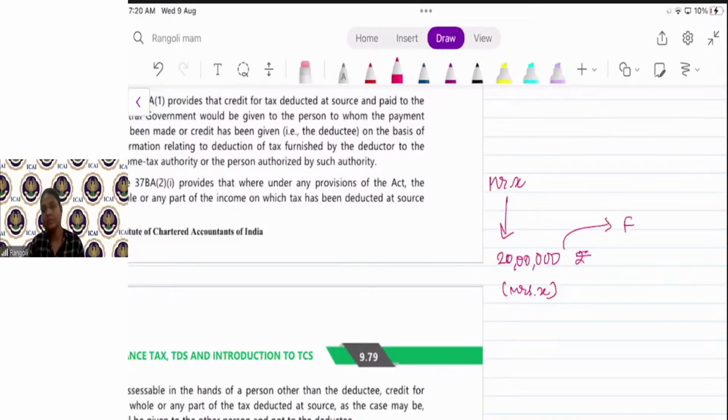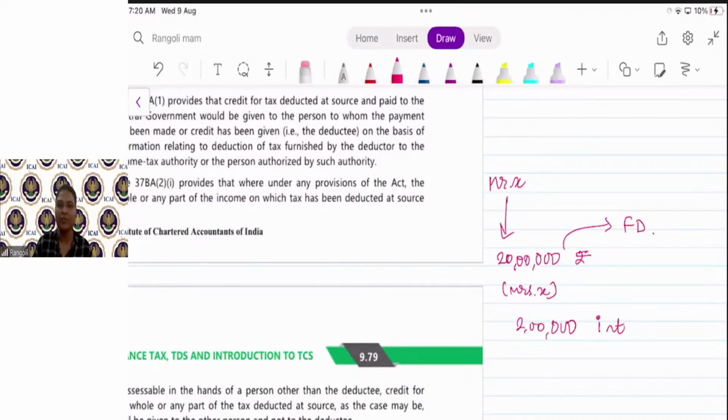Okay. Now, on fixed deposit, if the interest is more than 40,000, then the bank will deduct TDS under section 194A. So here the interest amount is more than 40,000, it is 2 lakh rupees. So the bank will deduct TDS at the rate of 10%. That is 20,000 rupees. TDS is required to be deducted by the bank.